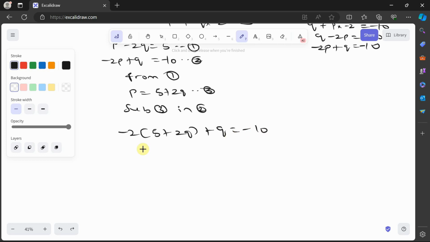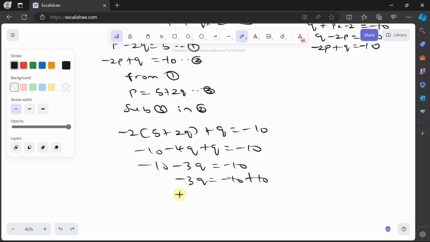So let's open the bracket. That will be minus 10 minus 4q plus q is equal to minus 10. So minus 10 minus 4q plus q will give me minus 3q is equal to minus 10. Let's collect like terms. That will be minus 3q is equal to minus 10 plus 10, which is 0. If I divide that by minus 3, of course our q is equal to 0.